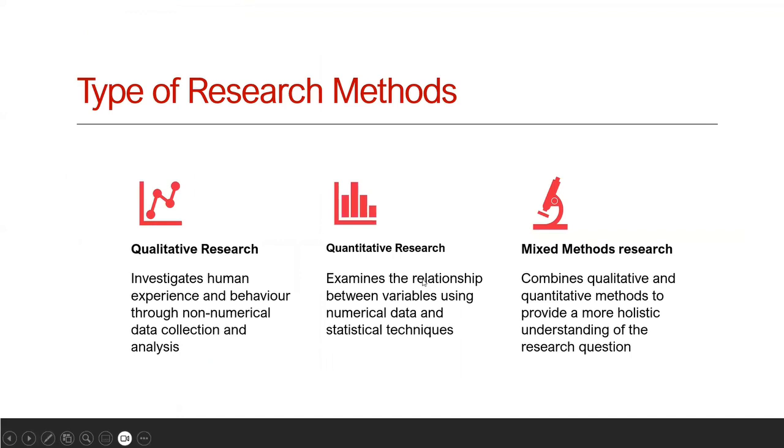Now, what are the different types of research? There are three different varieties. If you want to categorize them broadly, these can be categorized into qualitative research, quantitative research, and the third one is a mixture of both qualitative and quantitative.